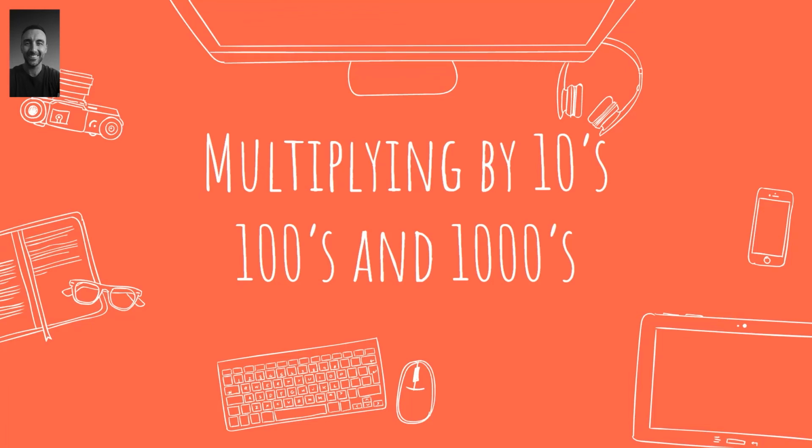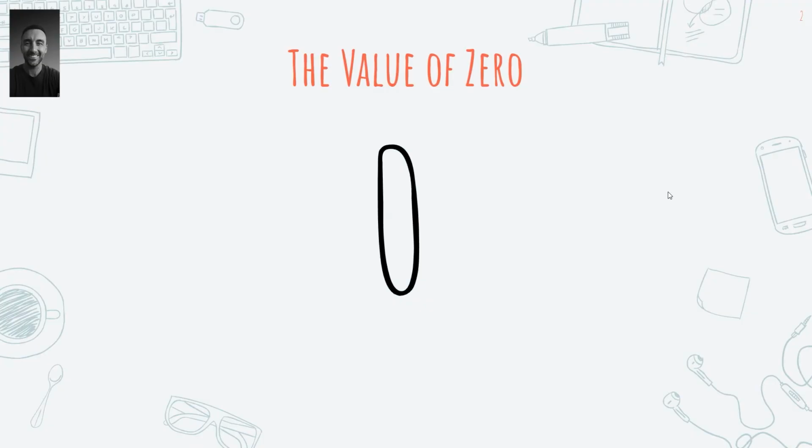Hello everyone and welcome to another mathematics tutorial for the day. Today we'll be looking at multiplying numbers by 10, hundreds and thousands and the importance of 0 as a placeholder.